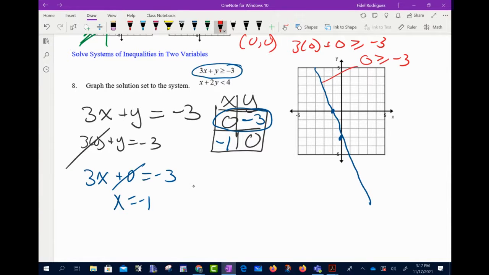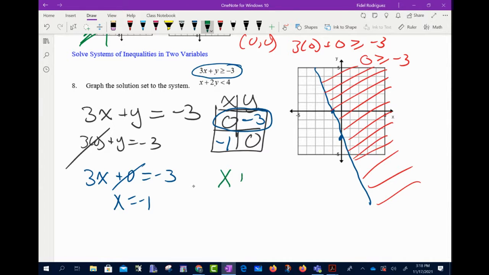Okay, so look, 0, 0 worked. So I'm going to shade where the 0, 0 is. It's above this line. Okay. Let me keep doing it over here too. All right, y'all, we're going to do the same thing for the second line. X plus 2y equals 4. So let's make that same little chart that we made a little while ago.